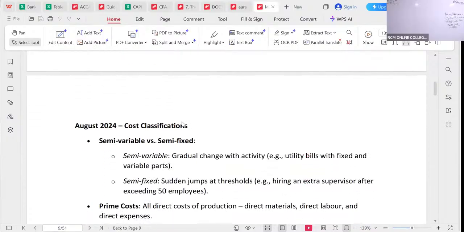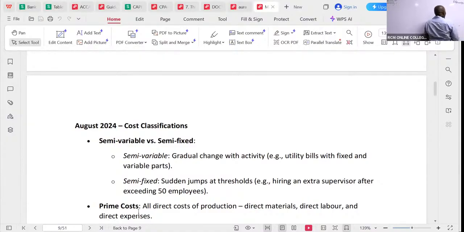I will not look at semi-variable, I have really explained this severally. Look at prime costs. Prime cost comes from the word primary. Primary is the most important, basic. Prime costs are those costs that are direct, directly associated with what is being produced. So prime costs are variable costs as well. They're direct and they're variable.